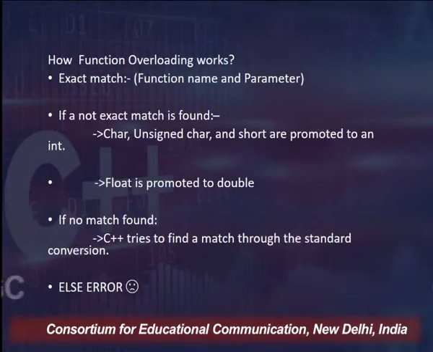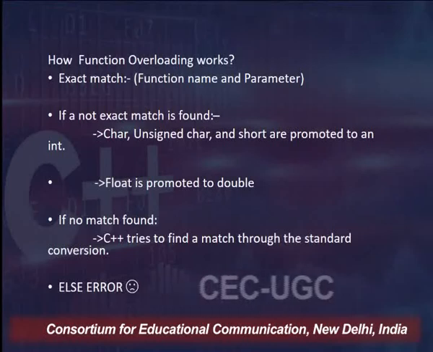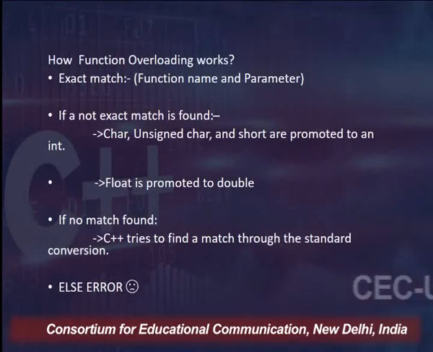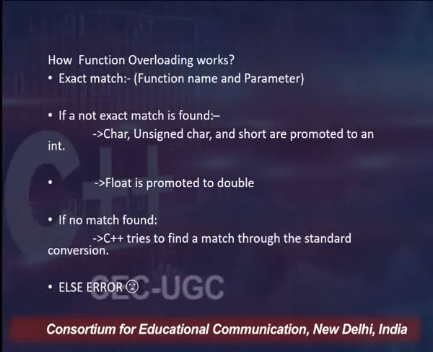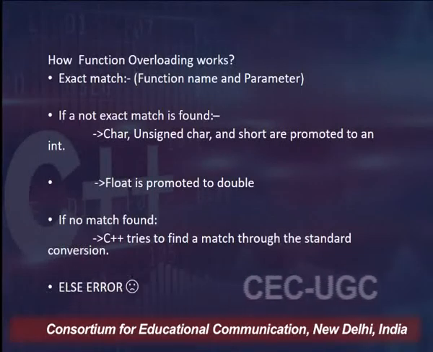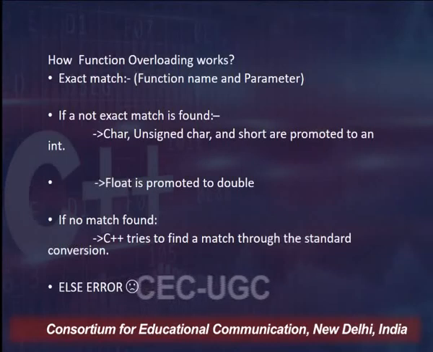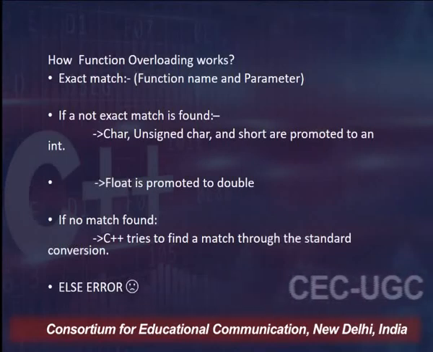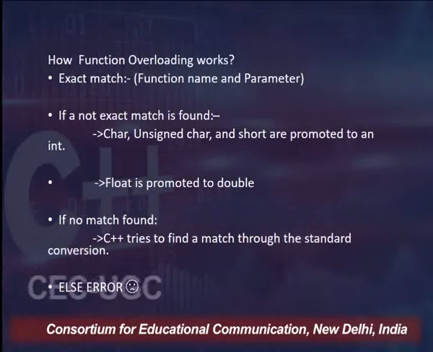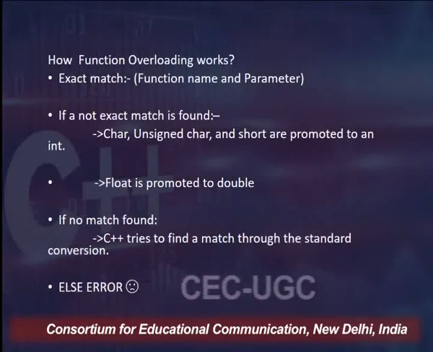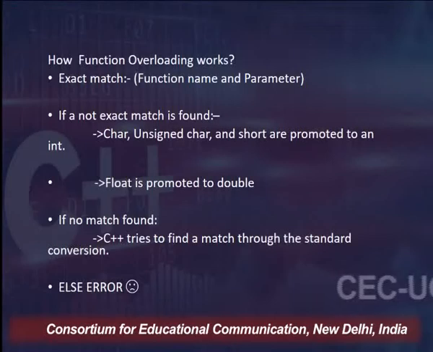For example, char, unsigned char, and short are promoted to int. This is also a kind of automatic conversion, which we have seen in the initial lectures of our series. Float is from the same family: float is promoted to double. After this promotion of the variables, the compiler will again try to look for a match.